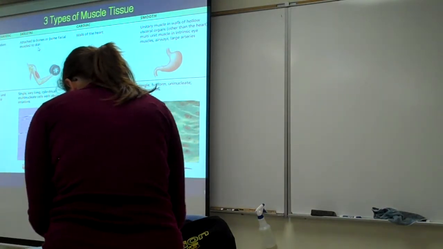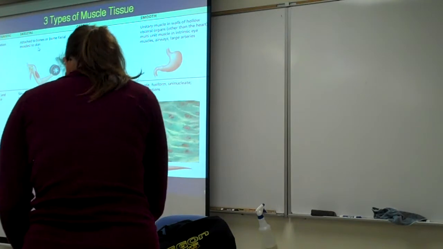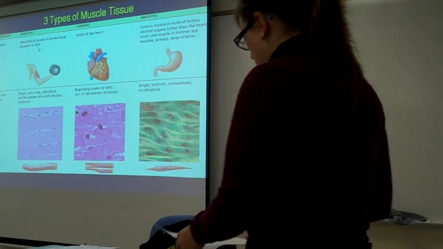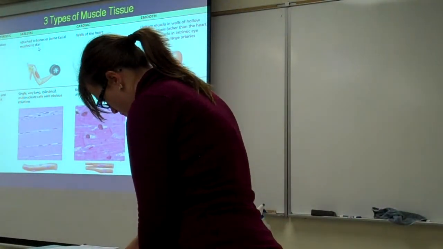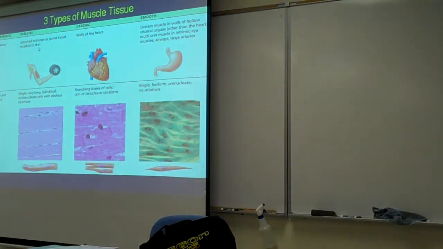Where are the nuclei located? On the outside. On the edge. Yeah, in most cells it's in the middle. These are just under the sarcolemma. About size? Long, cylindrical. Skeletal muscle, long, cylindrical, as long as the muscle belly is.